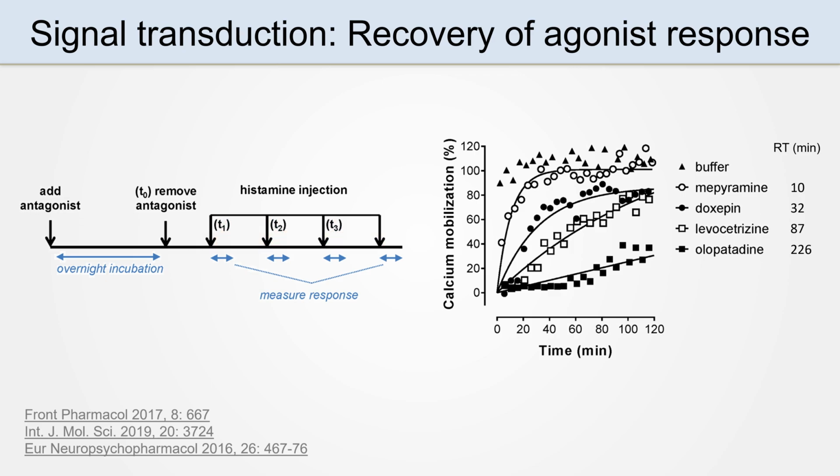On the right is the graph. Here, the y-axis is the time interval between washout of antagonist and the measurement of the histamine response. Mepyramine dissociates rapidly, so the agonist response returns quickly. Other compounds dissociate more slowly, so it takes longer for the response to come back. The data are fit to a simple exponential equation to determine the antagonist residence times shown here.